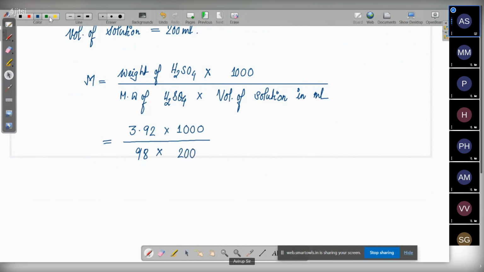So now let's do the cancellation. This one will become 5 and this one must cancel by 98 only. It is ending with 32, so 98 into 4 is 392. Yes, correct. So this one will be 0.04. So what is the answer to this question? 5 into 4, that is 20. So that is 0.20 molarity.